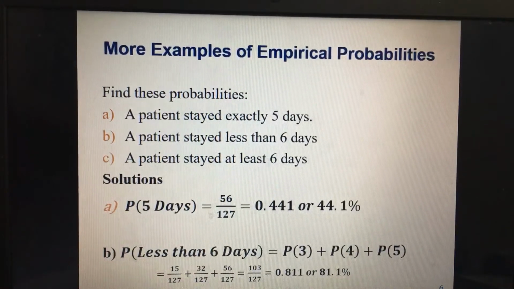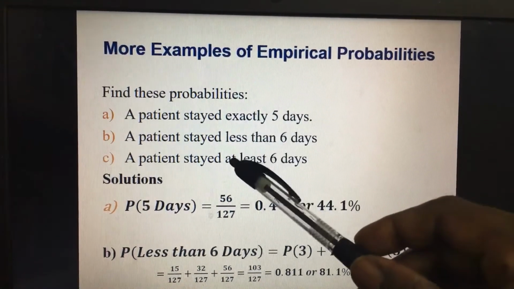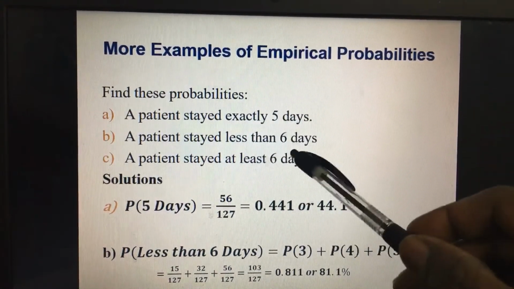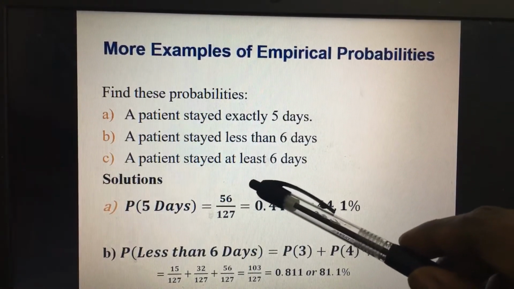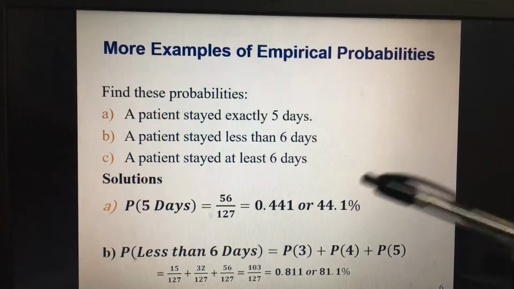Okay. Now the last example is the probability that the patient stayed at least 6 days. At least 6 days means 6 days or more. Okay. So look at here.